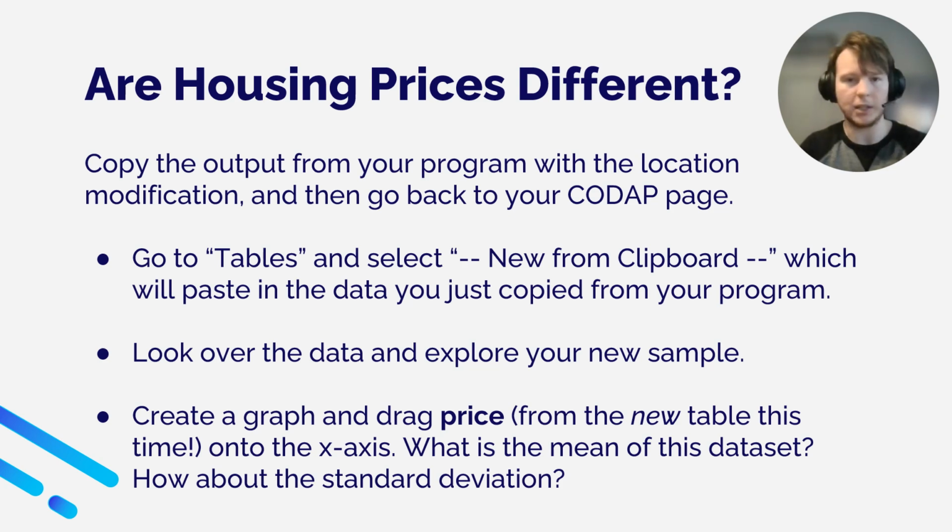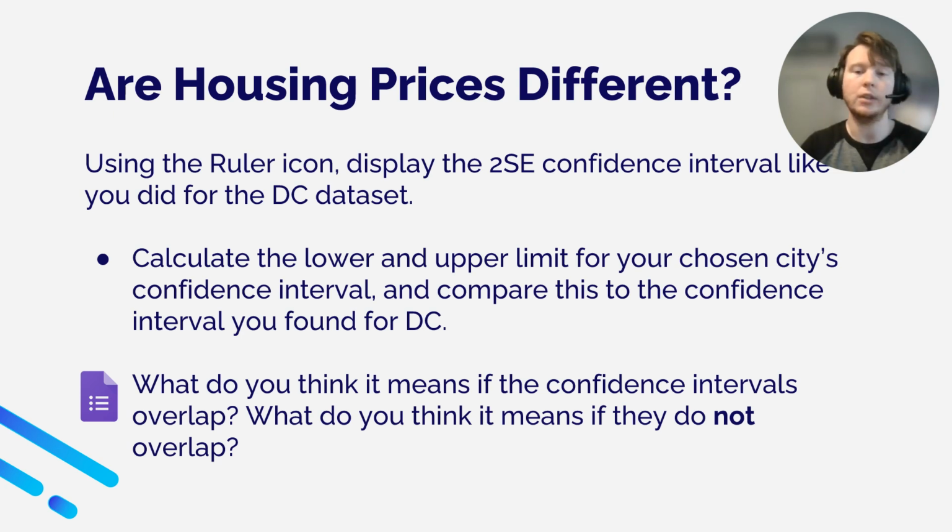And then they should run their basic calculations. What's the mean? What's the standard deviation? Using the ruler icon, students are going to display the two standard error confidence interval. They should show the mean, go to measures of spread, and show two standard errors. Again, they should calculate the lower and upper limit for this new city's confidence interval and compare this to the interval they got for DC.